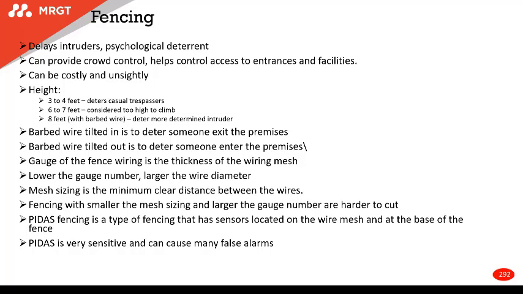One other thing about fencing is we decide its height as well, like how high the fence should be. There are different height levels, like 3 to 4 feet if we are trying to avoid casual trespassers, or it could be 6 to 7 feet if we are trying to avoid normal climbers, normal casual adversaries. Or if we are discussing serious business, then it should be above 8 feet of height.